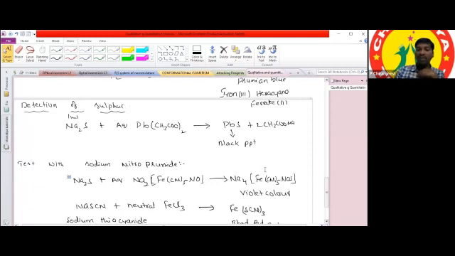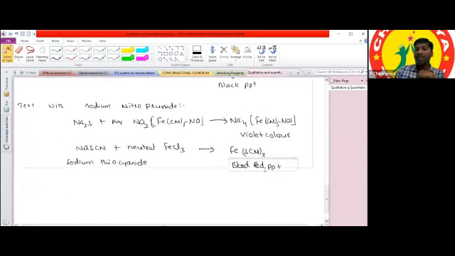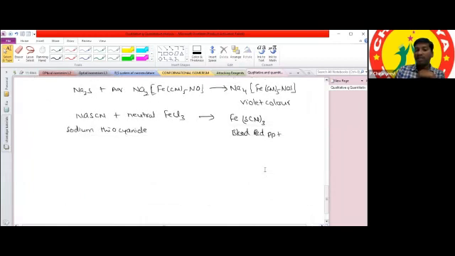At the same time, if it is treated with sodium nitroprusside, it gives a violet color. Otherwise, if it is treated with neutral FeCl3, it gives a blood red color. So based on these colors, we can identify that the given compound contains sulfur as an element.